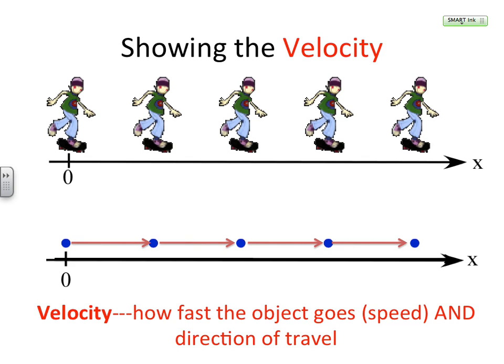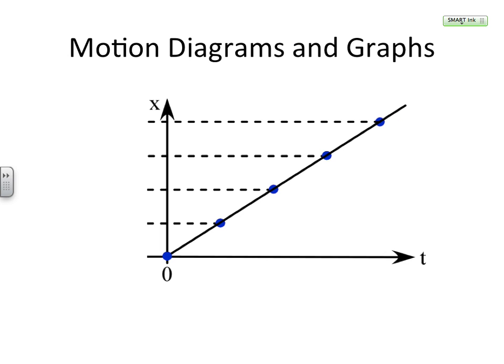Now, once again, remember, velocity tells me how fast the object goes and the direction of travel. If my object were traveling slower, but at a constant velocity, then my velocity arrows would be shorter. If my object were traveling faster, then my velocity arrows would be longer, and so on. In this case, we are going to be looking at constant velocity the entire time, so every one of our arrows will be the same length, at least for each section.